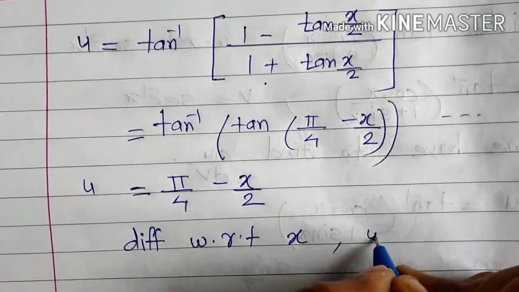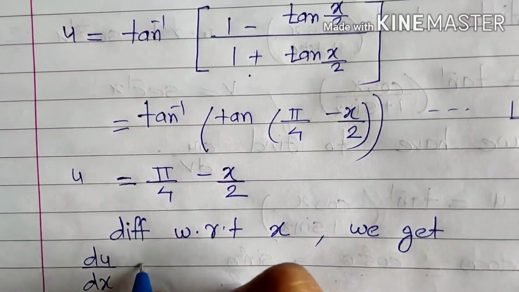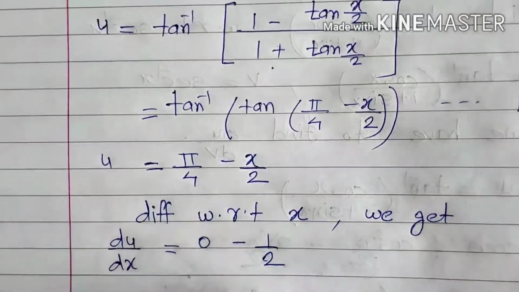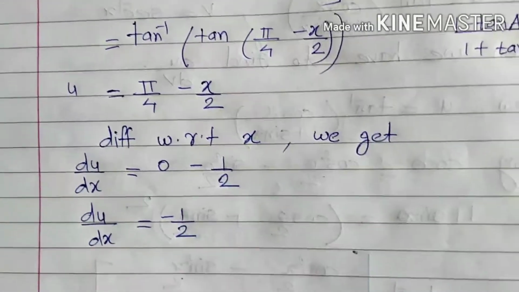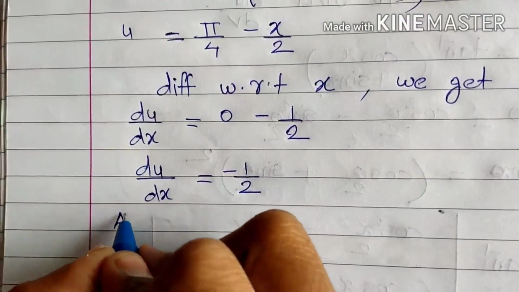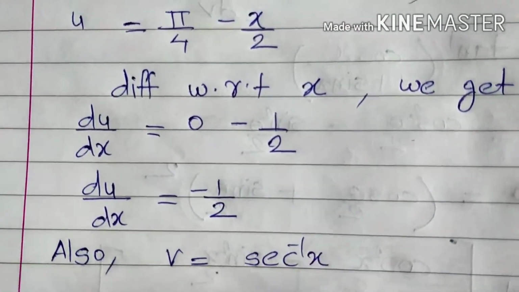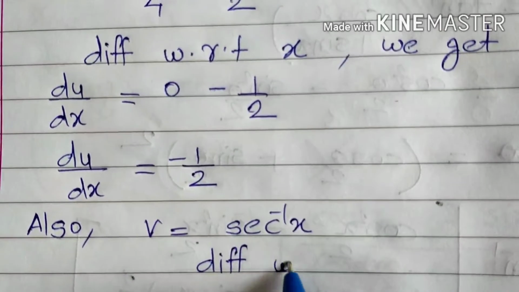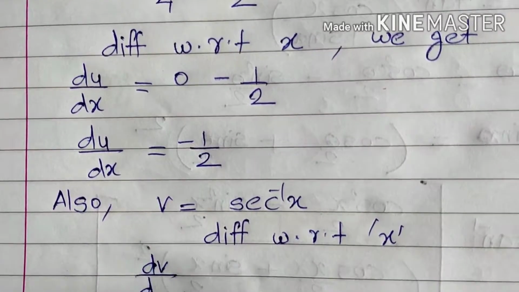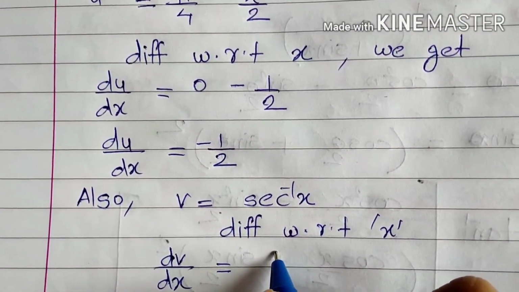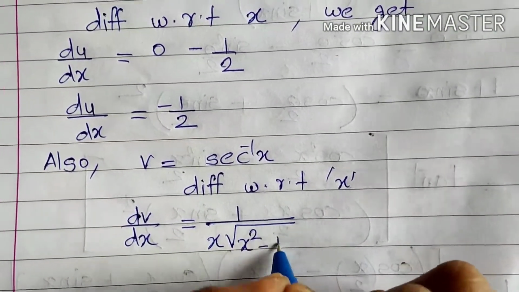We get du upon dx is equal to 0 minus 1 by 2. That is du by dx is equal to minus 1 by 2. Also v is equal to sec inverse x. Differentiate with respect to x. So dv upon dx is equal to 1 upon x under root of x square minus 1.